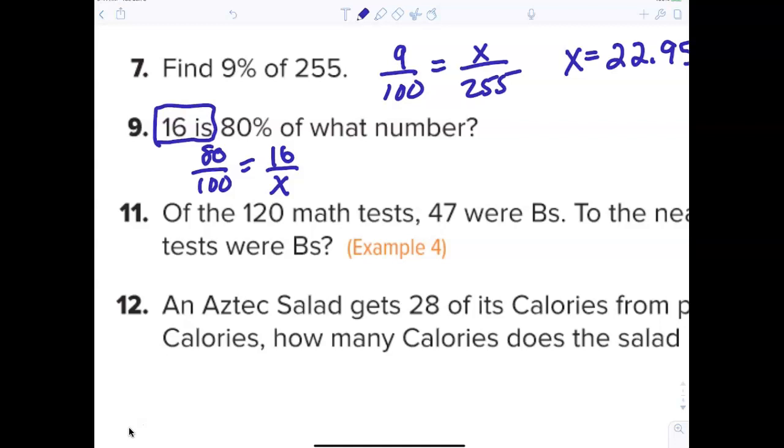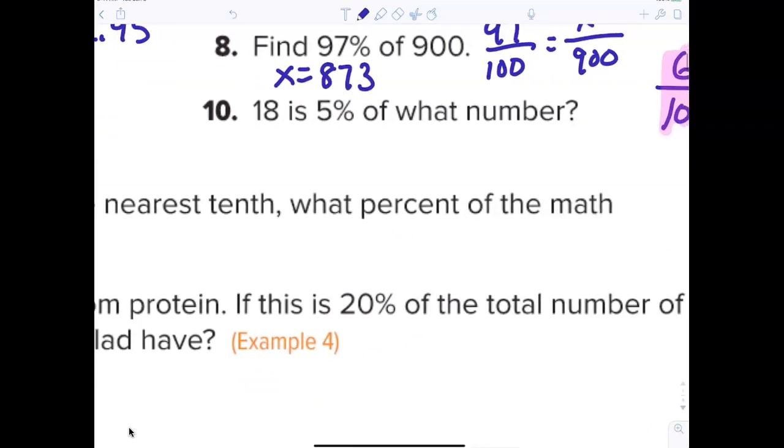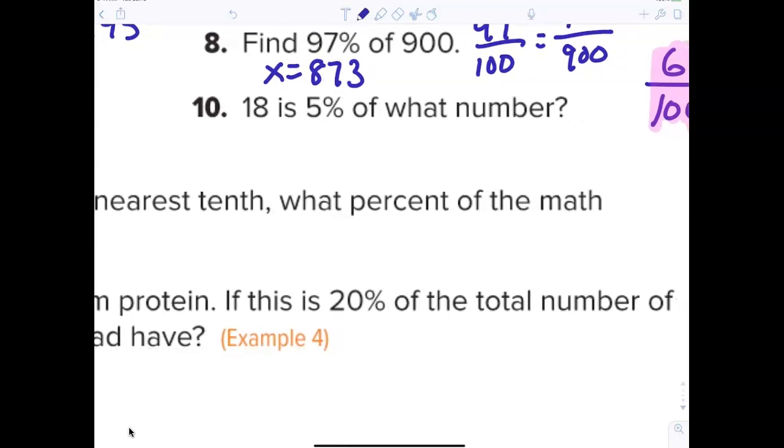Did anybody else get 20? Yeah, I got 1.25. Okay, good. Just put that on your paper. All right. Number 10. Go. Okay. 5 over 100, 18 over x. And then I got 360. Anybody else get that?